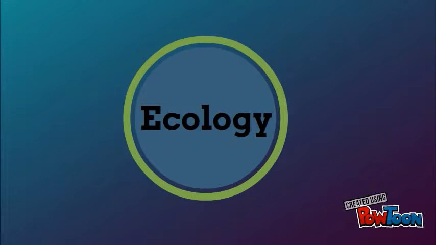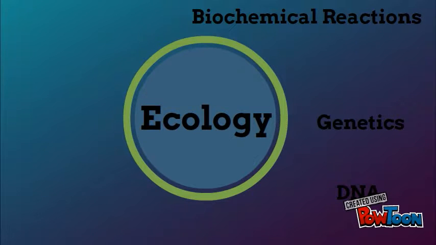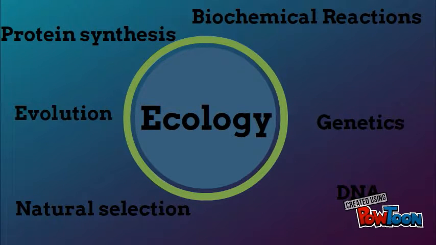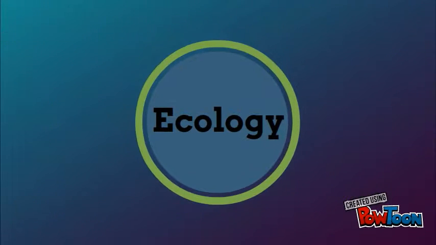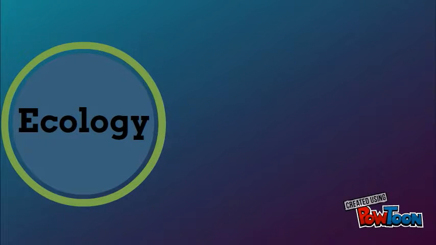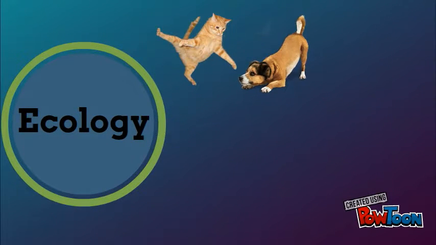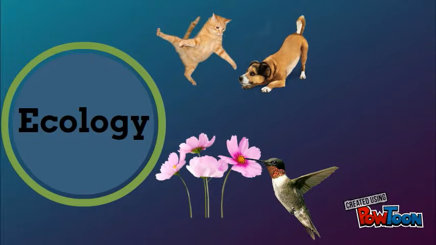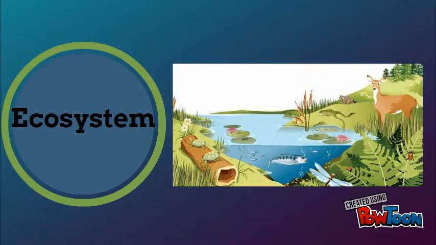In this video, I'm going to talk about ecology and the relation between the different topics we saw this semester, such as biochemical reactions, genetics, DNA, protein synthesis, natural selection, and evolution. Ecology is the scientific analysis and study of the interactions between different living organisms and their environment. In an ecosystem, we can see how living and non-living things interact with each other in order to survive.